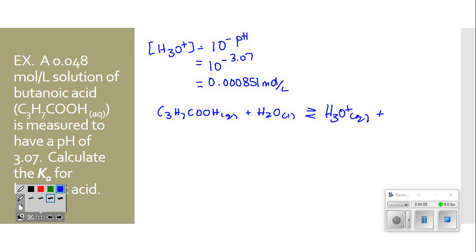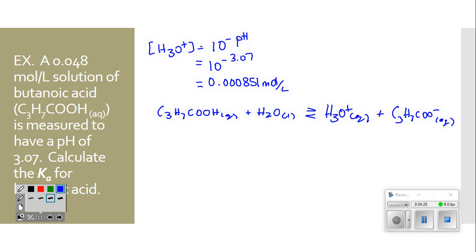Now, what's this other substance? Well, it's whatever's left of my acid when I take away a hydrogen, and if I'm unsure, it should be in the column next to it in my data table. In this case, C3H7COO negative, which is butanoate as an ion.